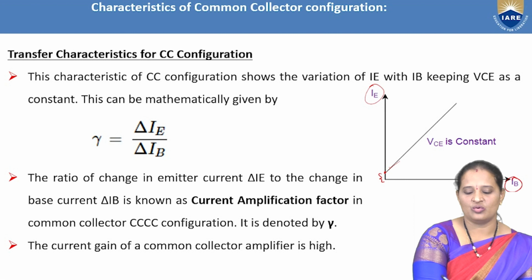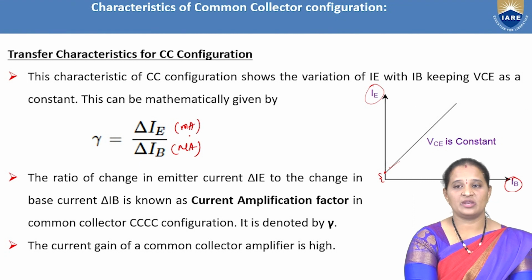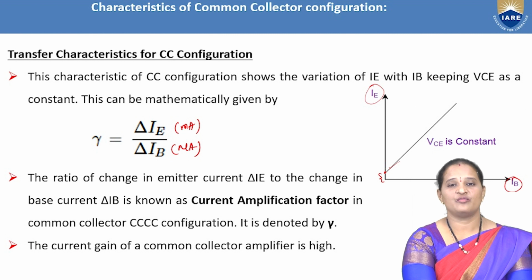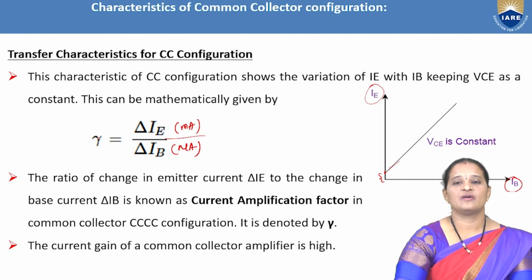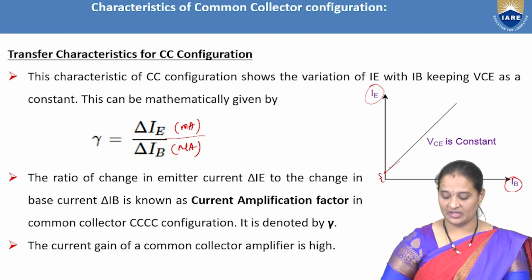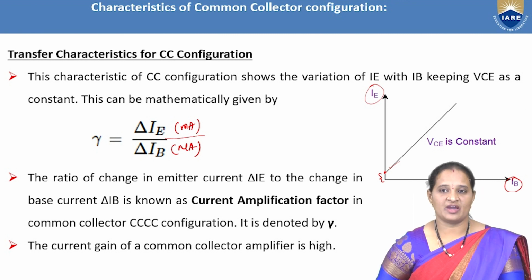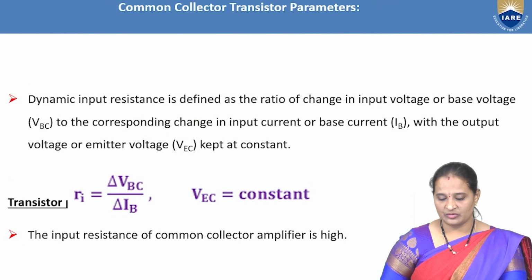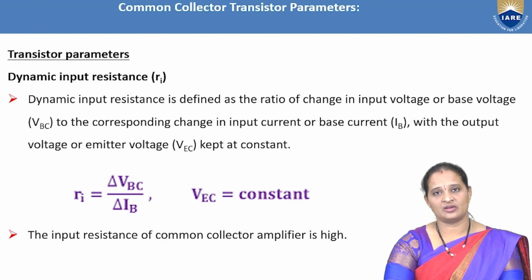And it is denoted by gamma. Here we all know that IB is very small, of the order of microamperes, whereas IE is in milliamperes. As the denominator is a small value, the amplification factor gamma will be very high, because the denominator is of the order of microamperes. So that is why the current gain, or current amplification factor, of the common collector configuration or common collector amplifier is high.